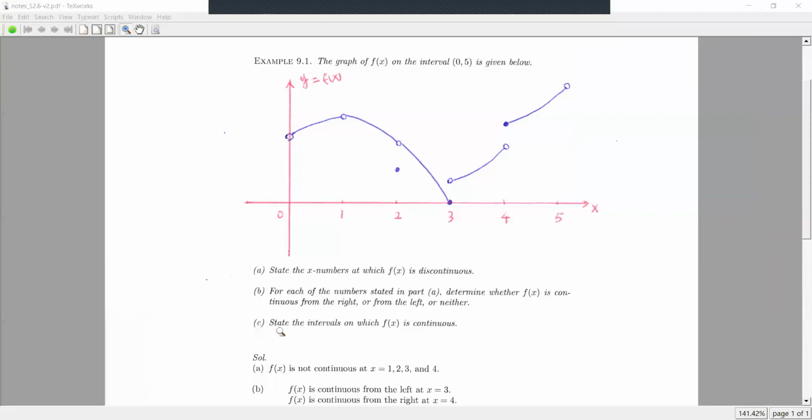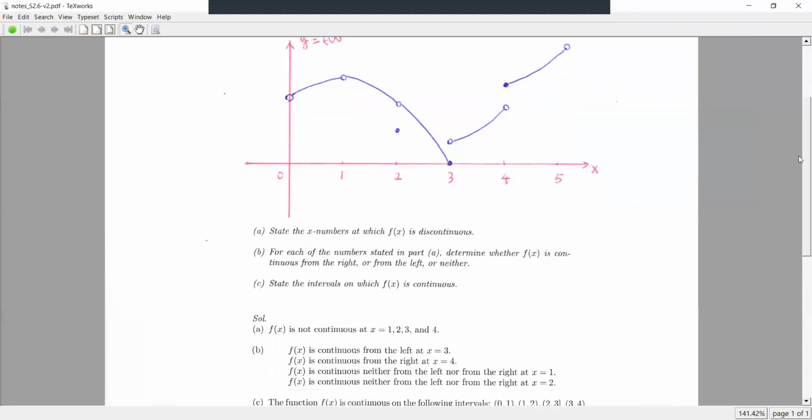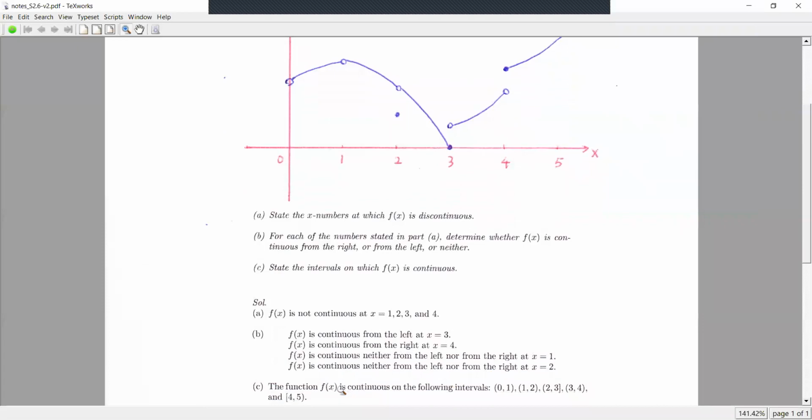Question C. State the intervals on which the function is continuous. From the diagram, between 0 and 1, the graph is continuous. The graph has no jump, no break. So the function is continuous on this open interval, 0 to 1. Between 1 and 2, the graph is continuous. So therefore, the function is continuous on this open interval.